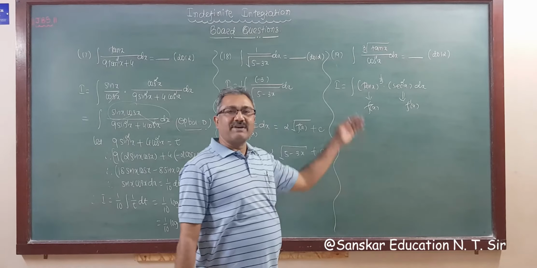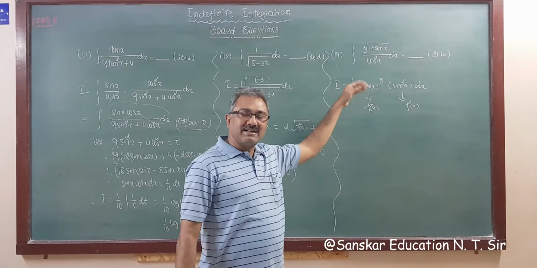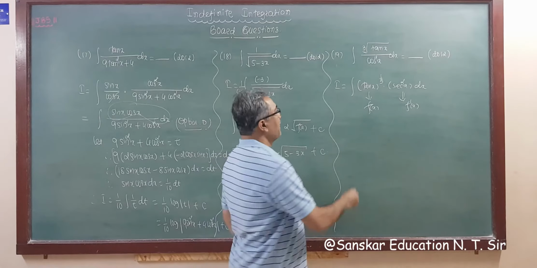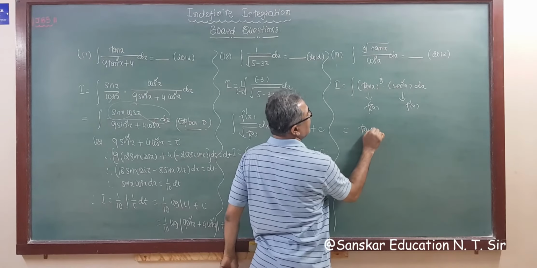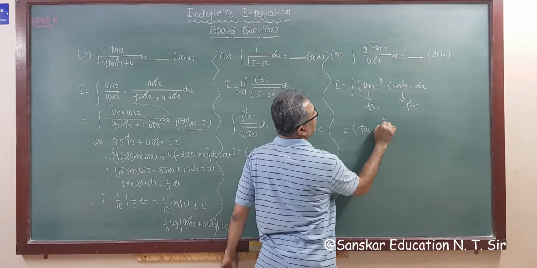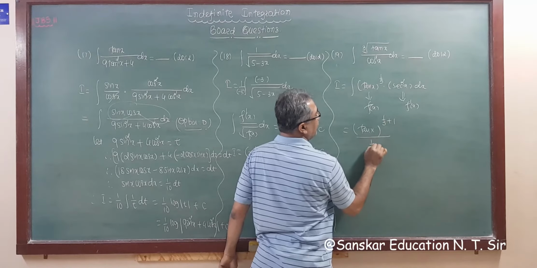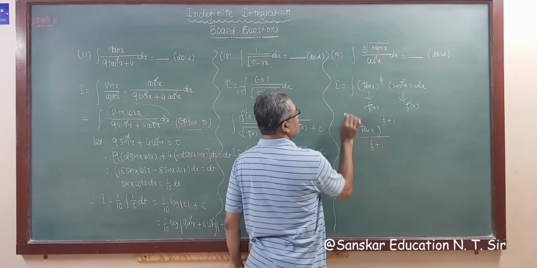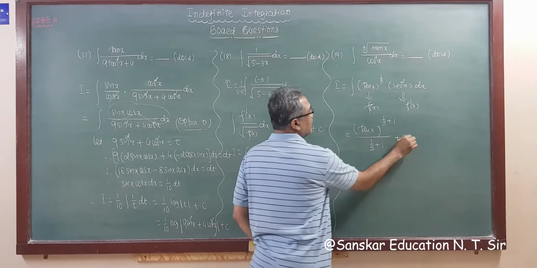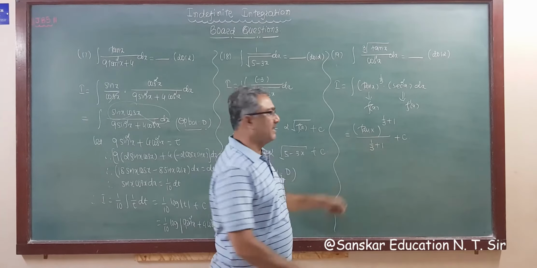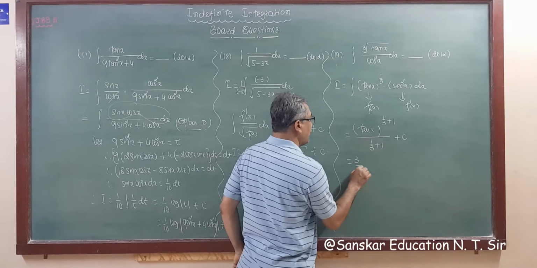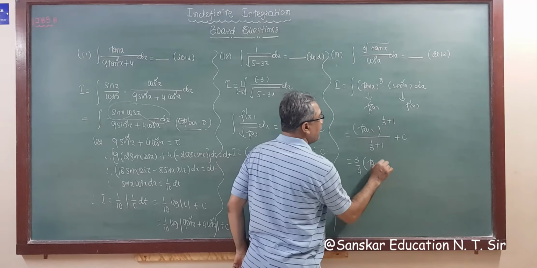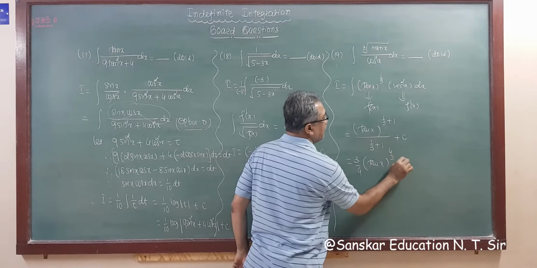So applying the formula, f(x) raised to n into f dash x dx, then f(x) raised to 1 power more. So 1 power more, that is tan x raised to 1 upon 3 plus 1, upon 1 upon 3 plus 1. This is your answer, plus c. So 1 plus 3 is 4 by 3, that is 3 by 4, tan x raised to 4 by 3 plus c.